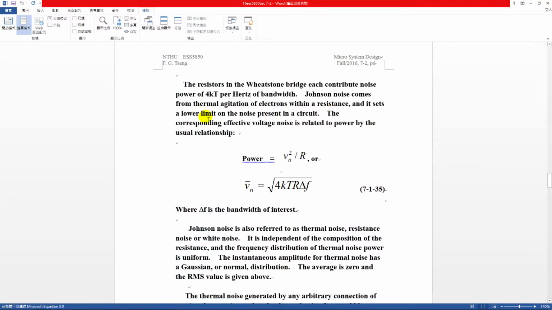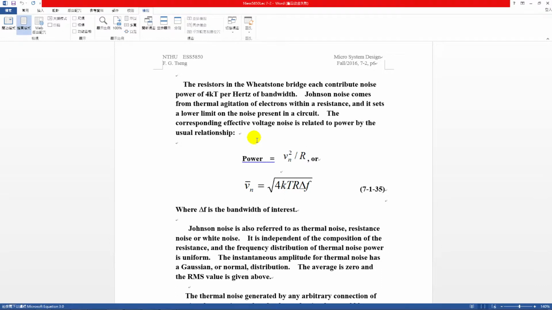Johnson noise, like I just mentioned, comes from the thermal agitation of electrons within a resistor. When the electrons go into the resistor, you will feel the vibration of the environment, so the passing through will not be that easy. So it gives off the noise. And it's 4kT per hertz.